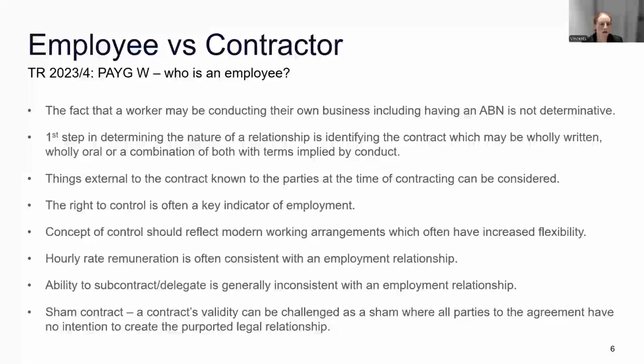And also it's important to note that a contract's validity can be challenged as a sham if all parties to the agreement have no intention to create the purported legal relationship. So you can't just go and put something in writing in a contract to get a certain tax outcome, and then go and do the complete opposite of that in practice. So the ATO will look at the contract and the actions of the parties to determine the terms of the relationship.